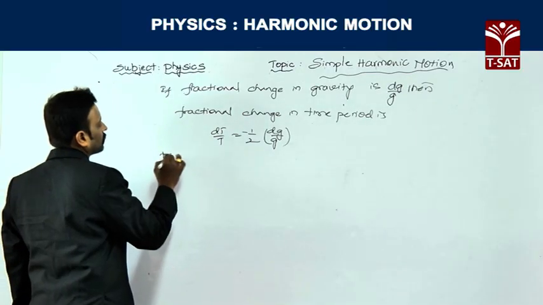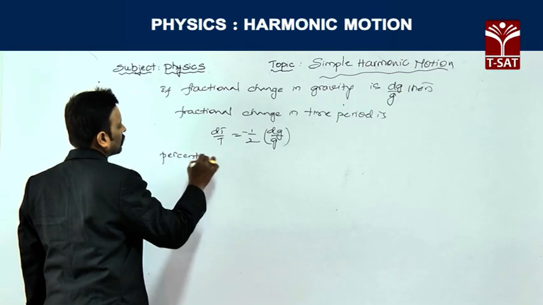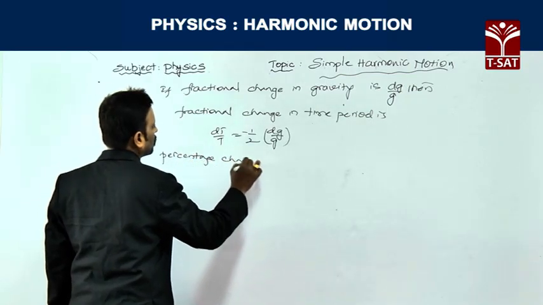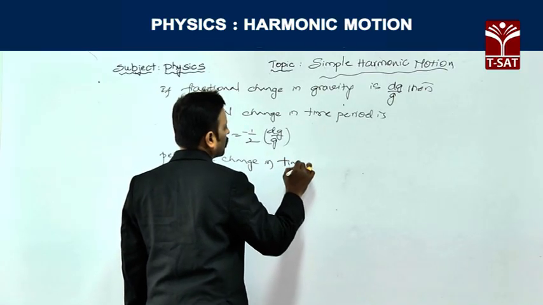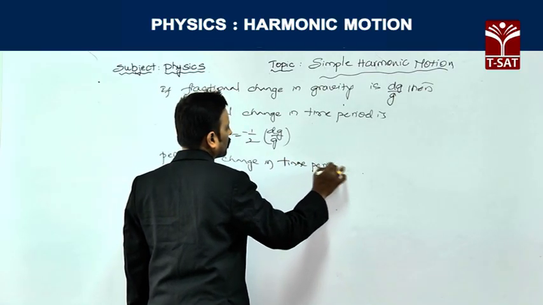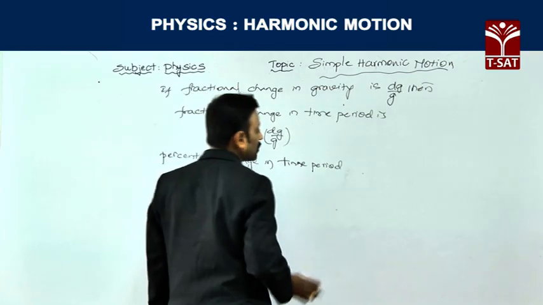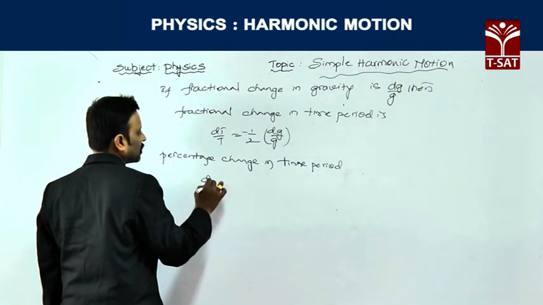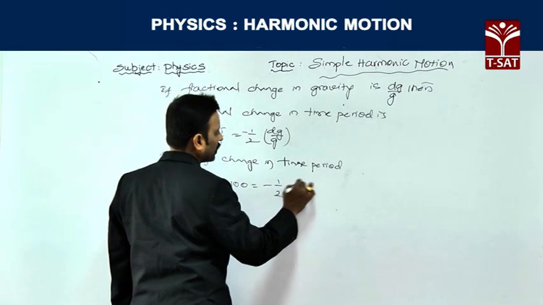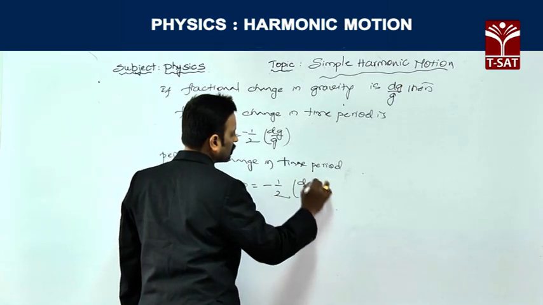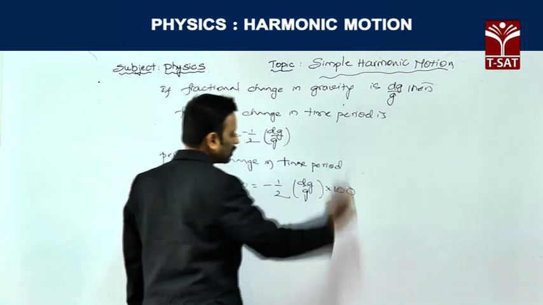Now the percentage change in time period in terms of gravity is dt by t into 100 is equal to minus 1 by 2 dg by g into 100.